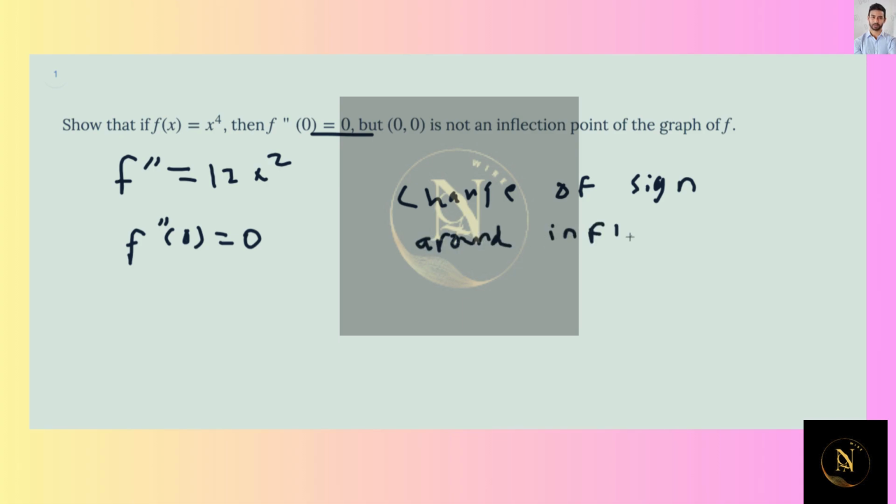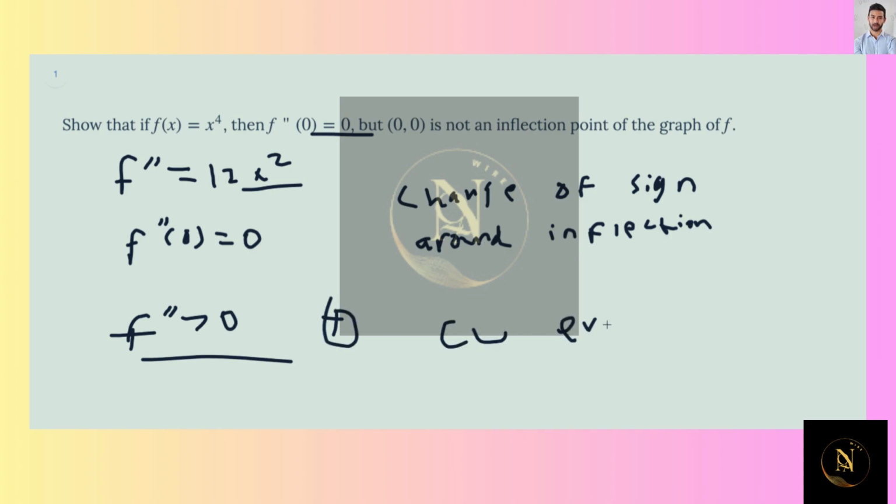If you look at this function, it is 12x squared, and 12x squared means that this function is always greater than 0. It's always positive, so it is concave up everywhere. It's not changing concavity, and there's no point at which it changes concavity because it's always concave up. So that means there is no inflection point.